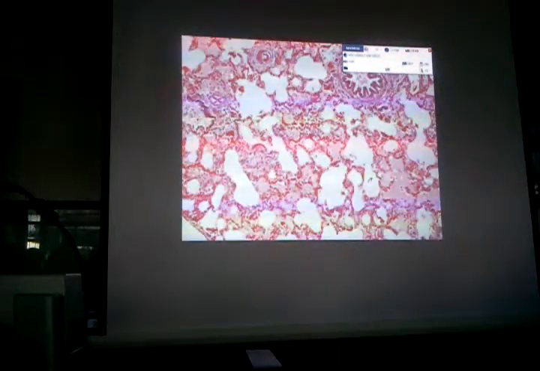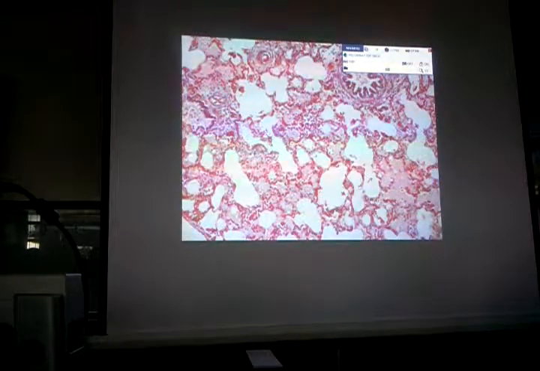Mayroong pink materials inside the alveolar spaces. So, madali lang ito masyadong i-diagnose because the alveolar spaces are clean. So, unlike in bacterial pneumonia, wherein the leukocytic infiltrates and the red blood cells are within the alveolar spaces.